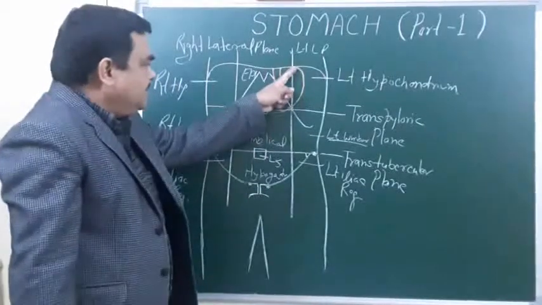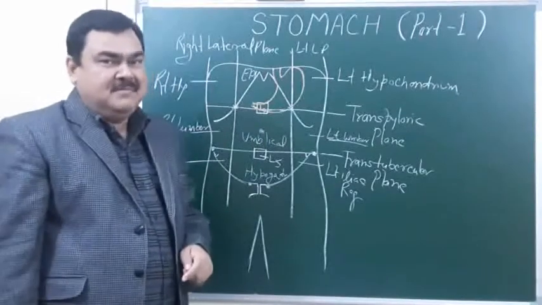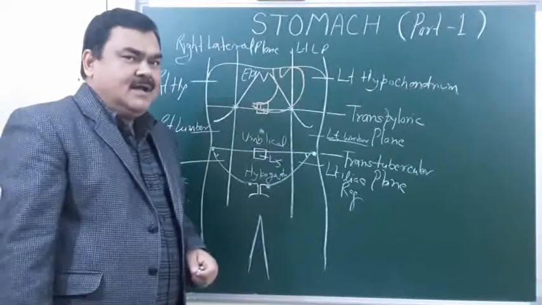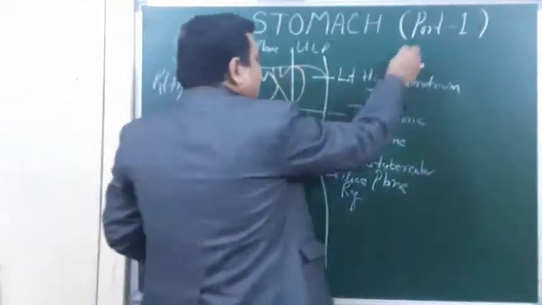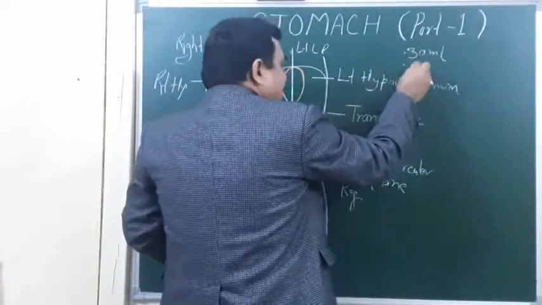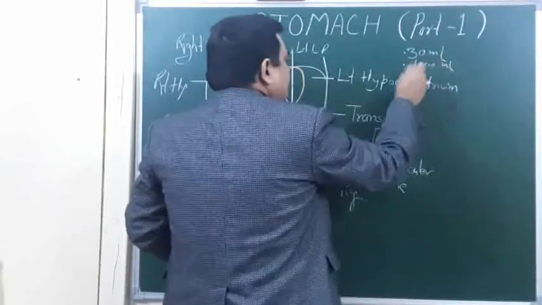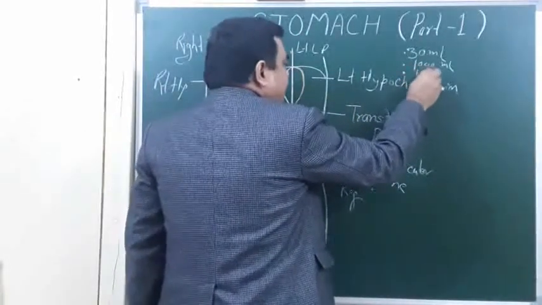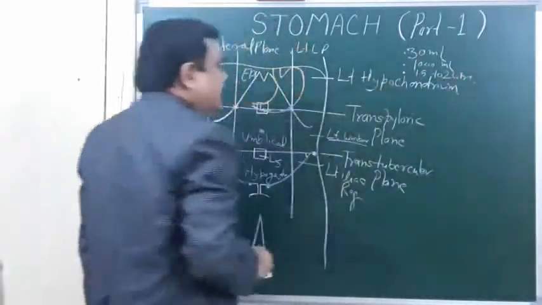Its maximum length is about 25 centimeters, and its capacity at the time of birth is about 30 ml, at puberty about 1 liter, and in an adult about 1.5 to 2 liters. So this is the capacity.